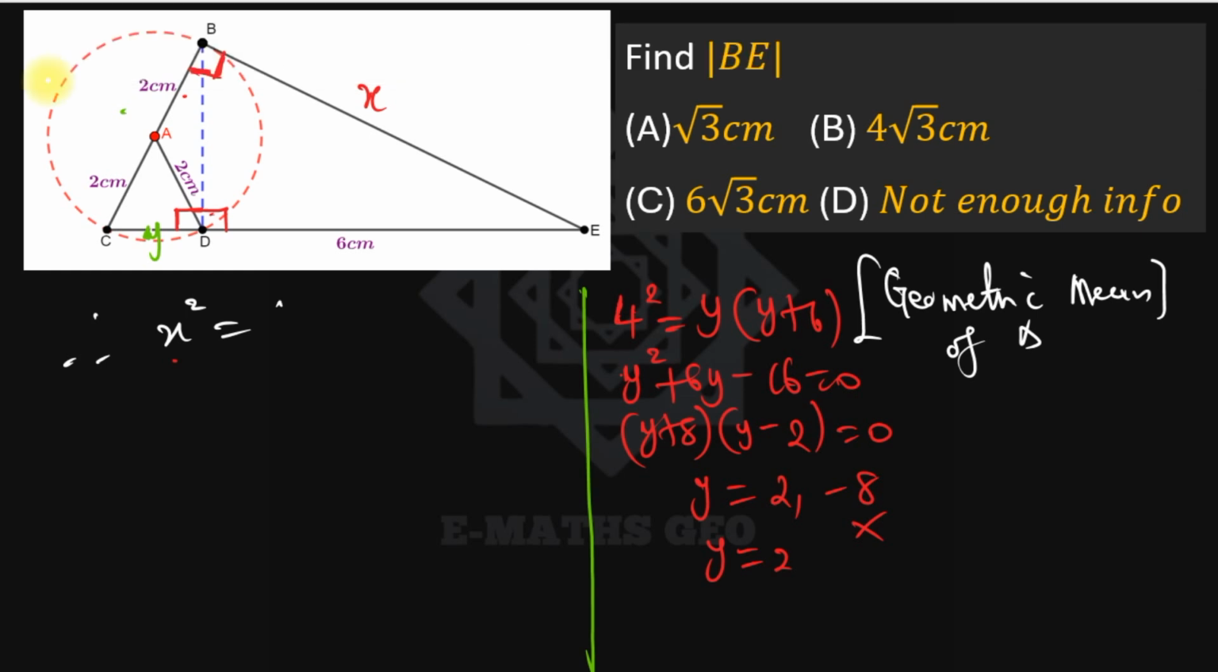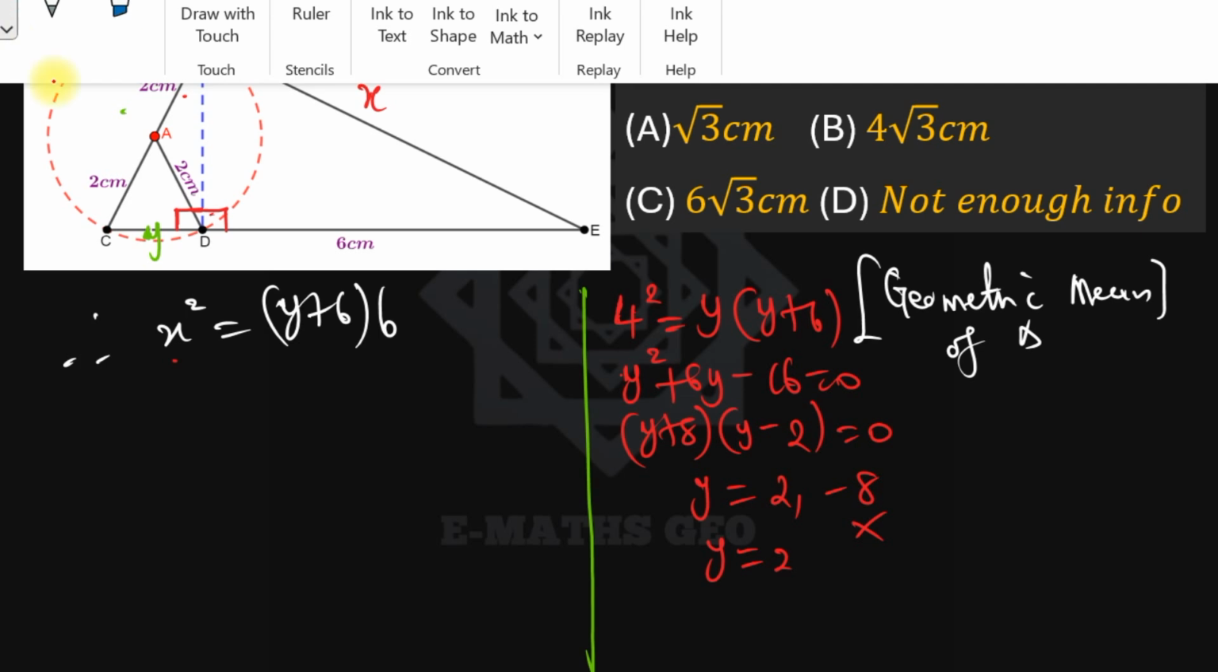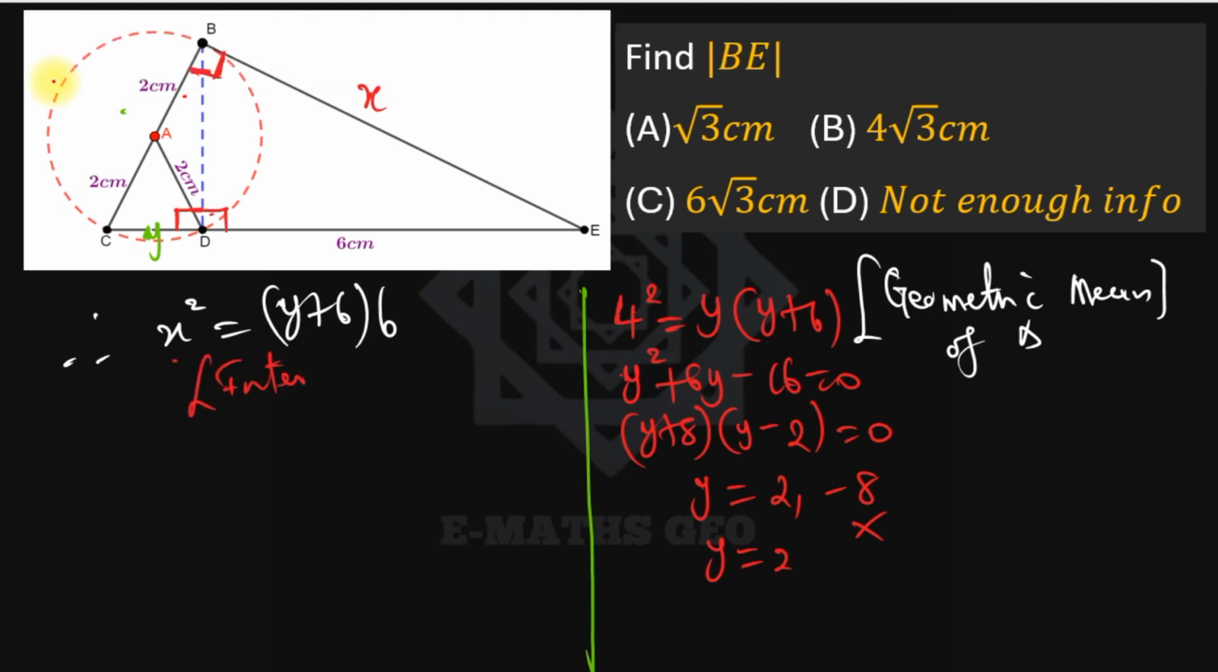So we've gotten y to be 2. Therefore, we'll go back here. Using our intersecting tangent and secant theorem, x squared is equal to y plus 6 times 6.